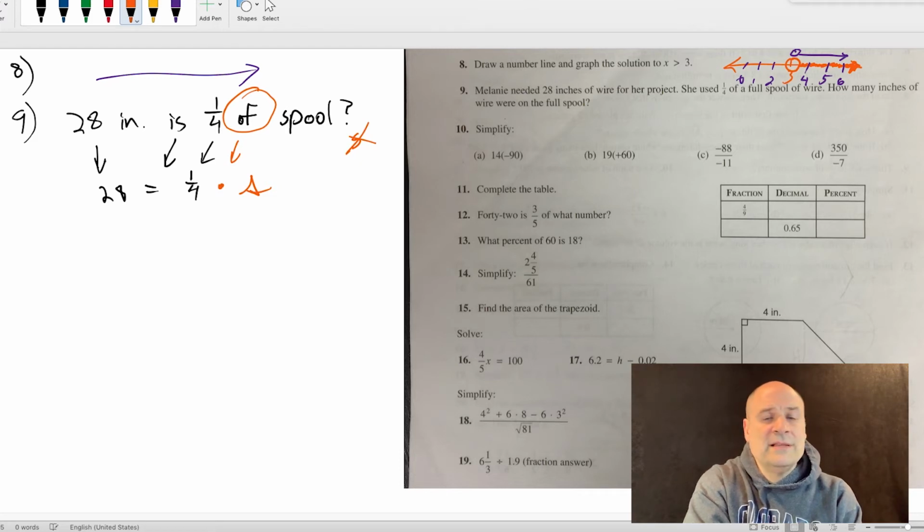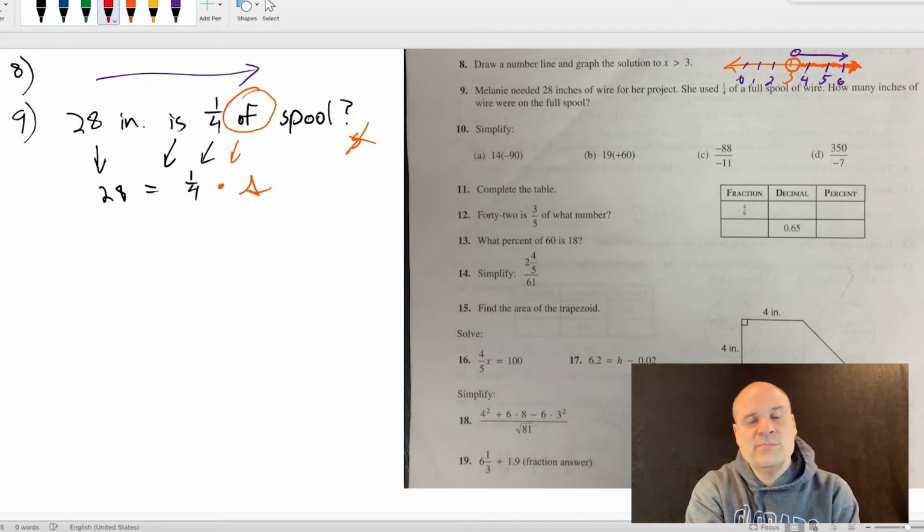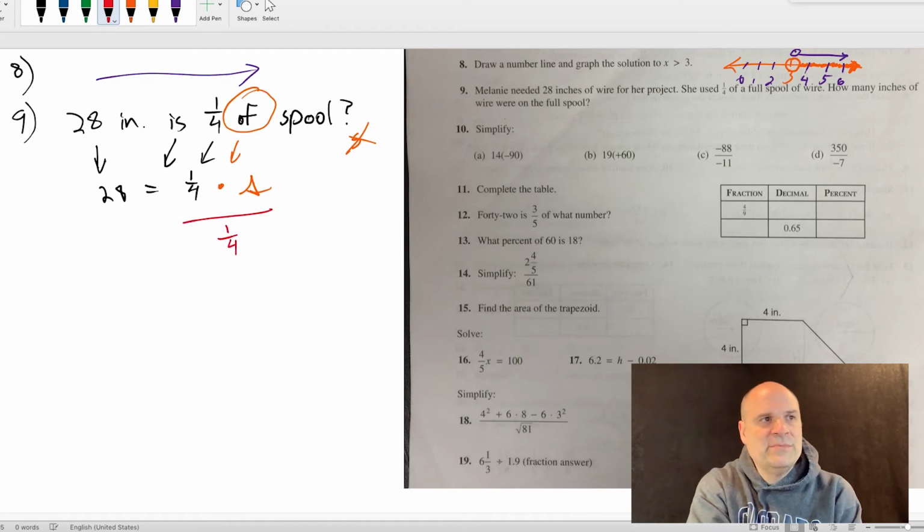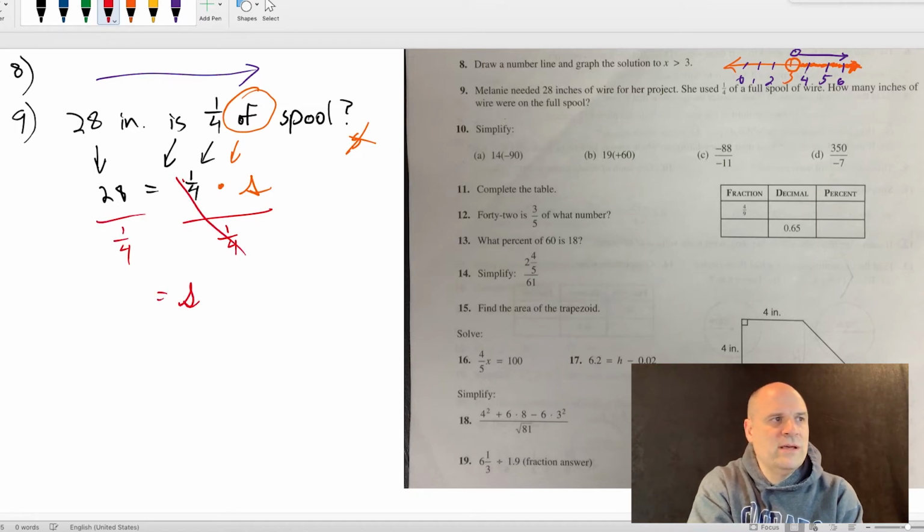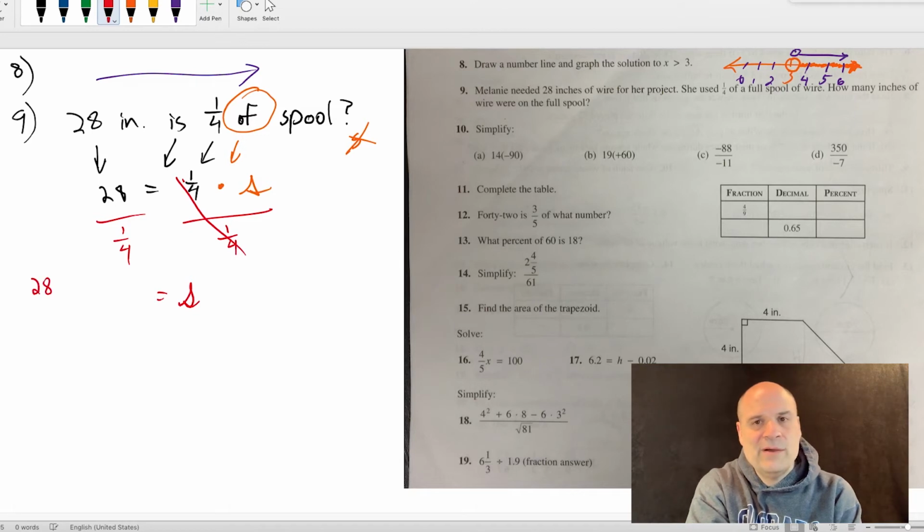All right, so let's solve this equation. Well, how do you get S by itself? You have to get rid of that 1/4. What is that 1/4 doing to that poor S? Multiplying. So how do you get rid of multiplication? You divide. So divide both sides by 1/4. So here's the math problem you're left with. You're left with 28 divided by 1/4.